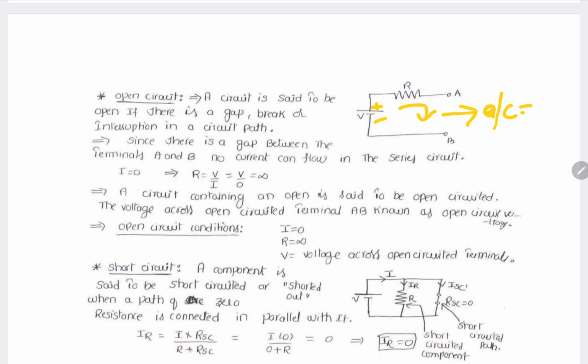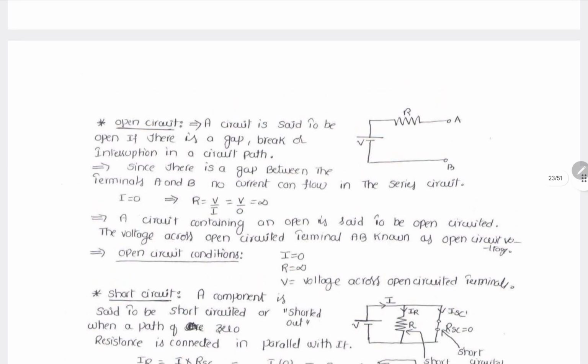In an open circuit, current will be what? Zero. But impedance is what? Infinite. In an open circuit, current is zero. But voltage means, here you see, as no current flows through the resistor, the voltage drop will be zero in the resistor. So whatever the input supply voltage is, the total voltage will appear at these open circuit terminals.